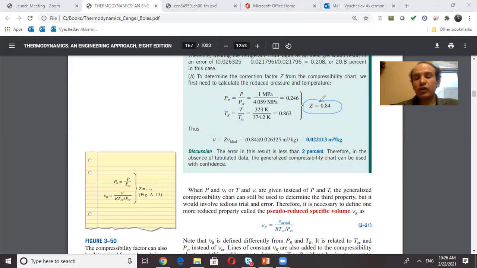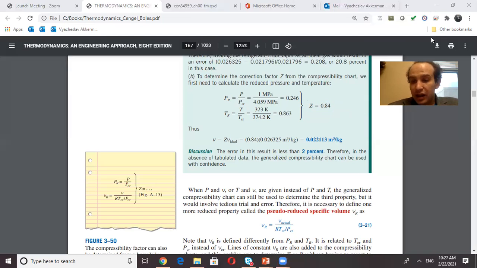So what will be your conclusion from here? Z is equal to 0.84. So is it an ideal gas or not? No, of course not, because it's far away from 95%, correct? It's less than 95%. So generally speaking, you cannot use ideal gas. But I will show you something very interesting.